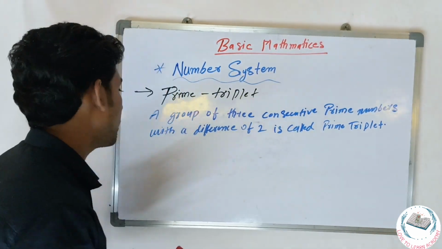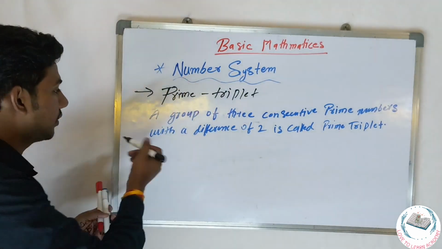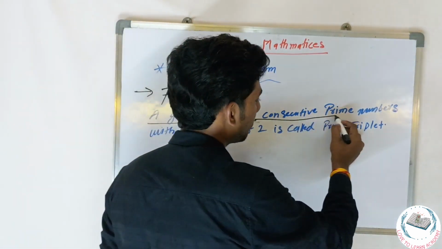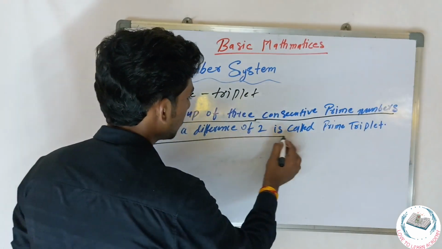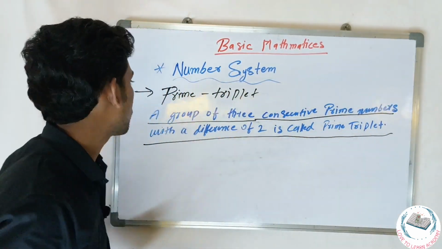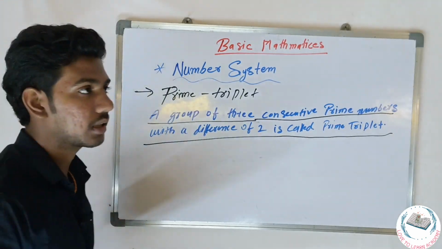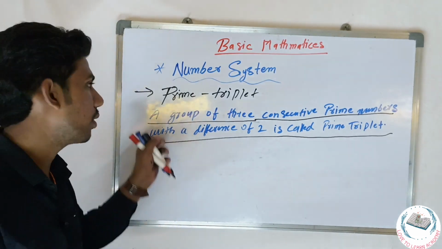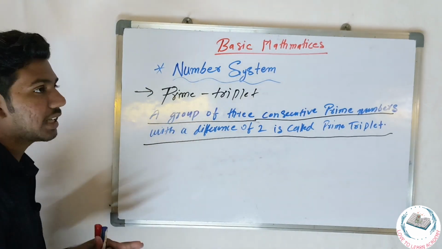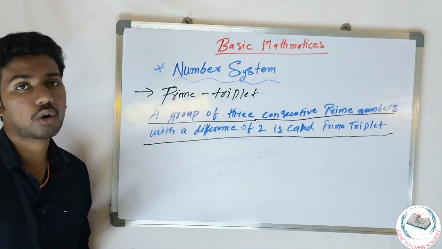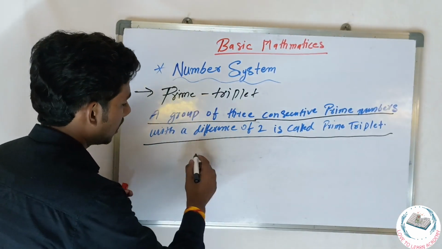If you see the definition, a prime triplet is a group of 3 consecutive prime numbers with a difference of 2. Okay, so prime triplet means like I can tell you. We already know about prime numbers. So prime triplet means 3 prime numbers, but it is not just any 3 prime numbers.